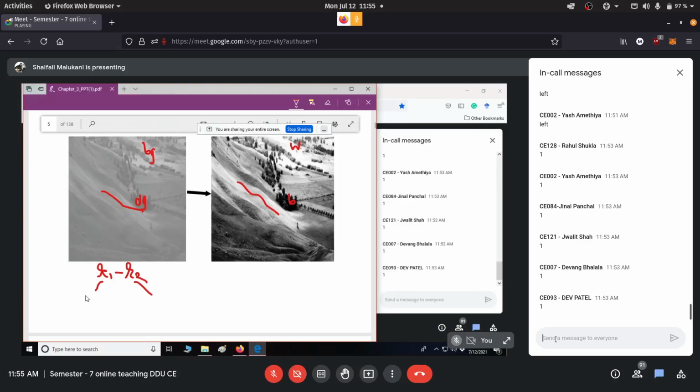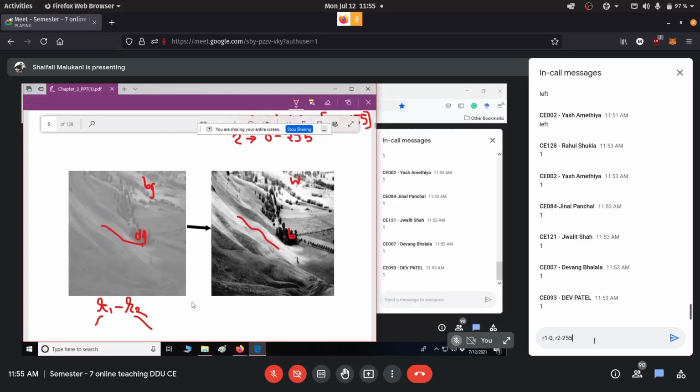So 50 should be mapped to what? 100 should be mapped to what? And intermediate values should be mapped to which values so that contrast is enhanced? Just tell me about the endpoints, intermediate values we will discuss later. R1 should be mapped to what and R2 should be mapped to what so that it enhances the contrast? What is your take? If input is 50, what should be my output? If input is 100, what should be my output? What is the significance of having value 100 here?